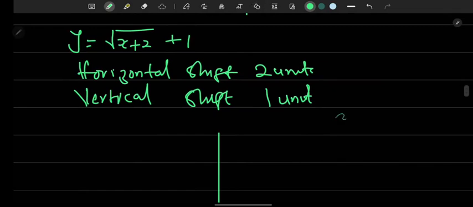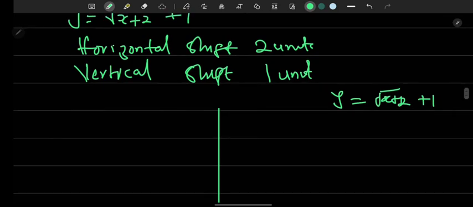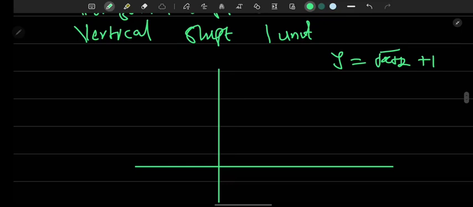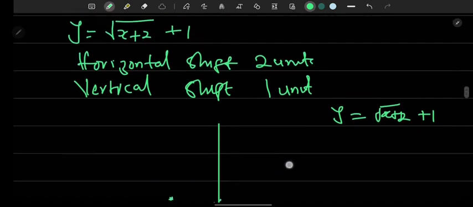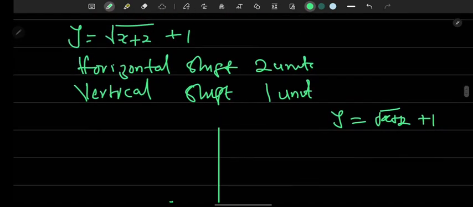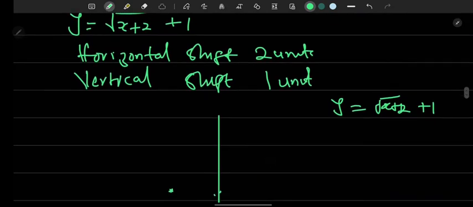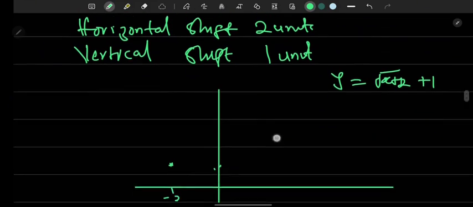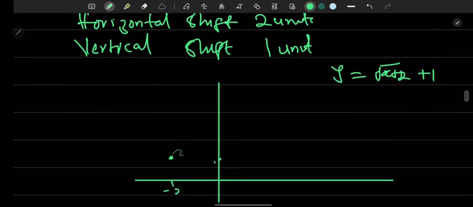Here is the function y equals root of (x plus 2), then plus 1. So we said we are going to have 2 units to the left, so let's say this place is minus 2 now. Then y units above the x-axis, if this is 1, that means this is the point. So 1 unit above the x-axis here implies that the minimum we can obtain here is 1. That is the minimum value we can obtain for y. So that is why the curve starts from here, and we have something like this.